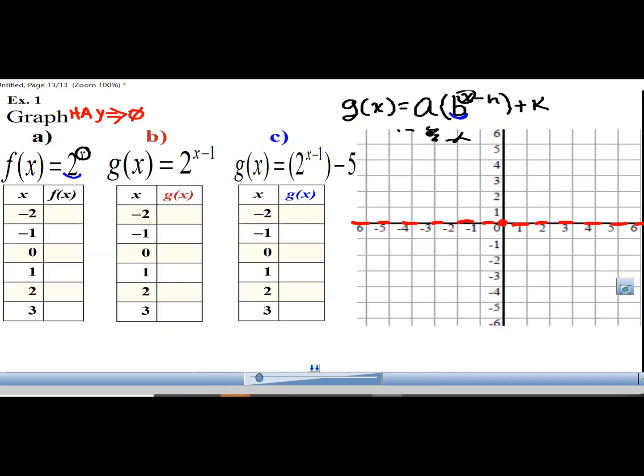All right. So now that we're done with that, let's get started in filling in our table.